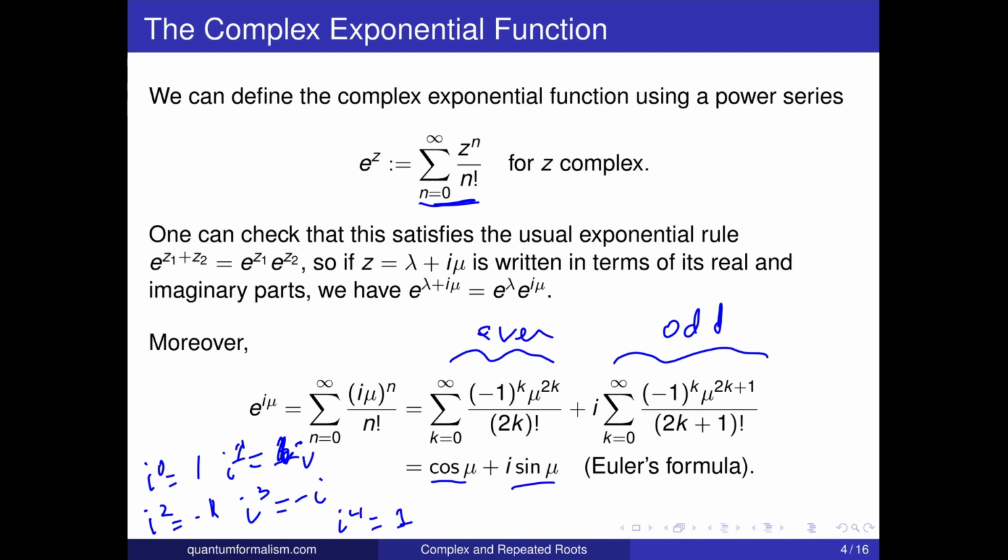Here, mu is a real number, so cosine of mu and sine of mu make perfect sense to us. Although, if you wanted to, these power series definitions will allow you to define cosine and sine as complex functions as well. You can define cosine of z just using this power series, and similarly with sine of z. Anyway, all right, so we figured out how to evaluate these exponential functions.